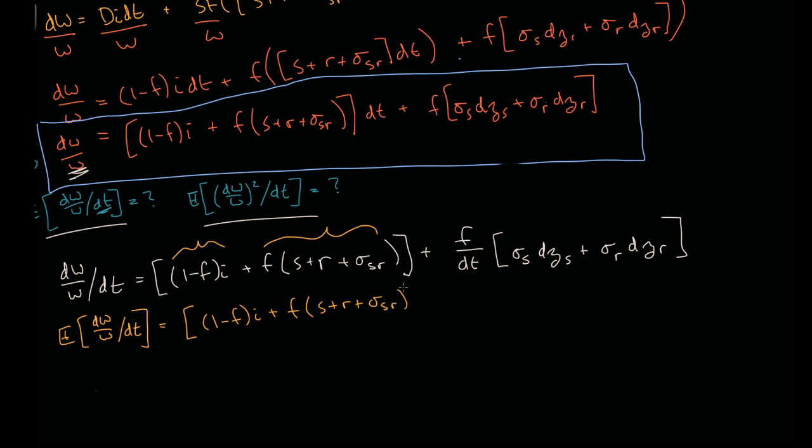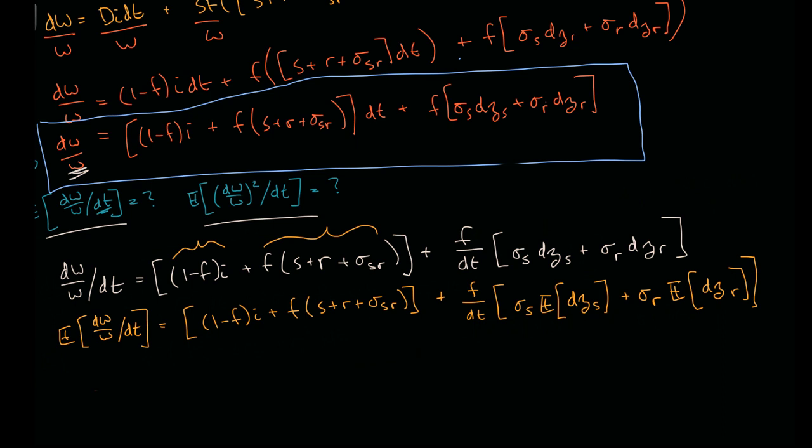Now over here, like we said, we can distribute the expected value. f over dt is not random, so that goes on the outside. Sigma s is not random, but dz is random. That's a random variable, so it passes in here. And then here, sigma r is not random, but dzr is random. So the expected value distributes to that.